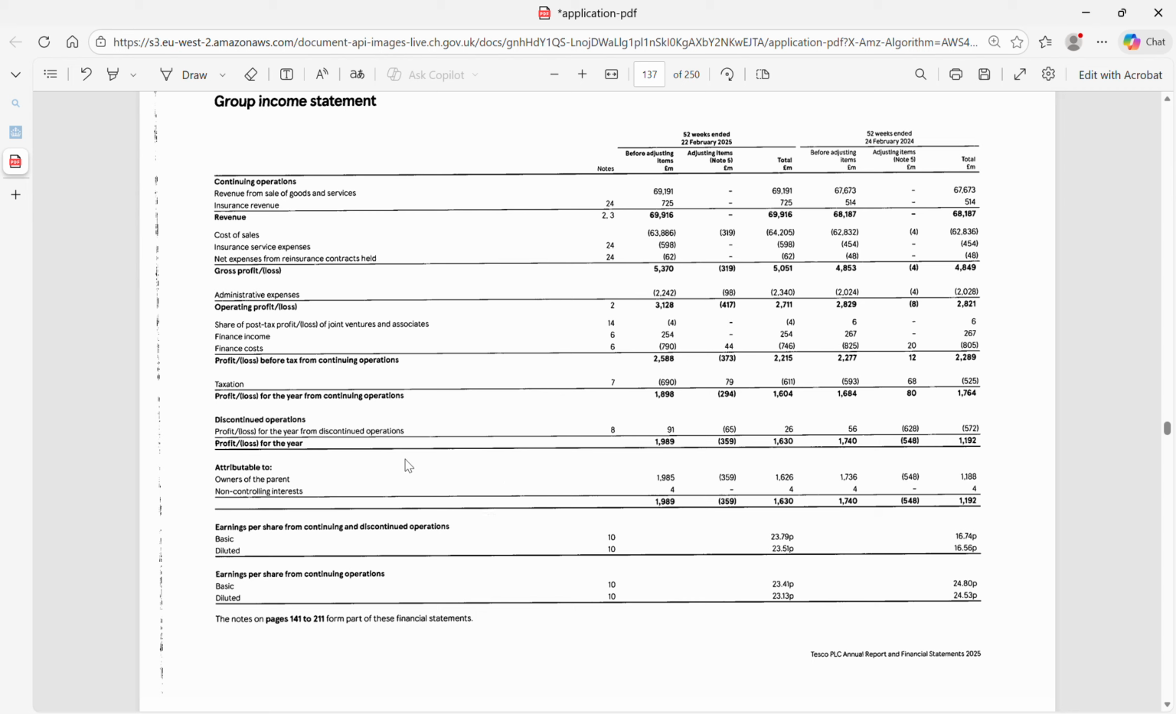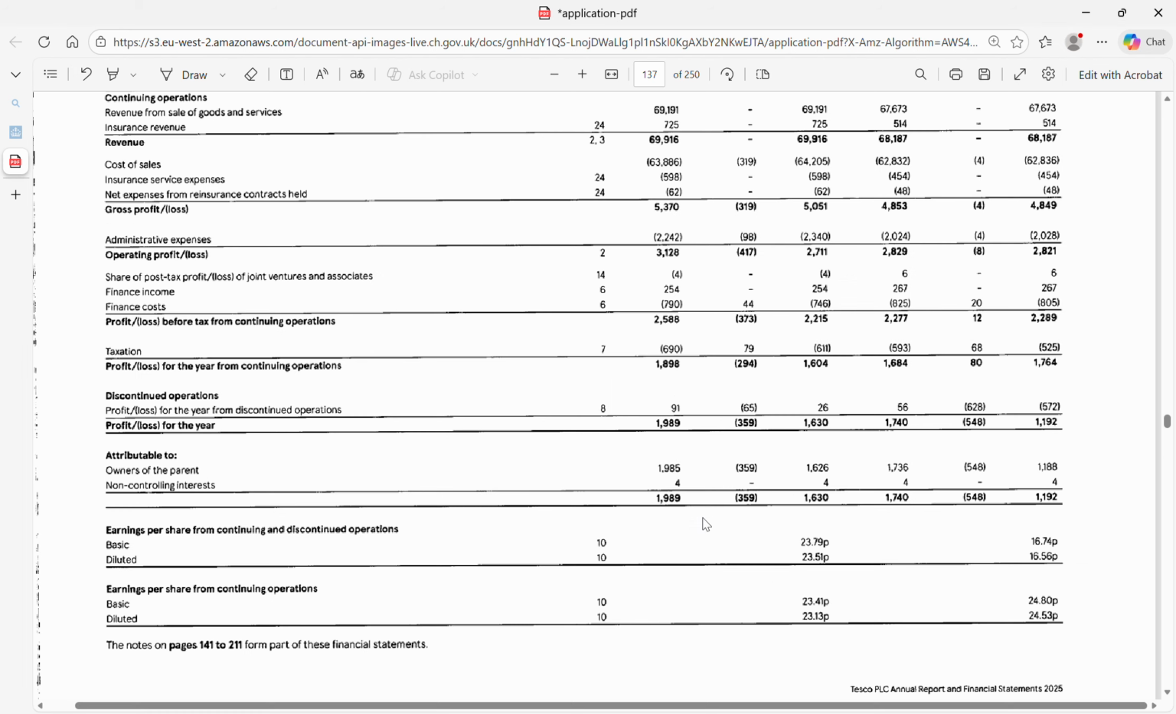And then you've got the profit or loss for the year. So the profit or loss is then split. You can see this 1989 equals 1989 here. It's the same number, so it's just showing you how much of it is attributable to the parent, the owners of the parent, and then you've got no non-controlling interests there. So this is to do with the split of the shareholdings.